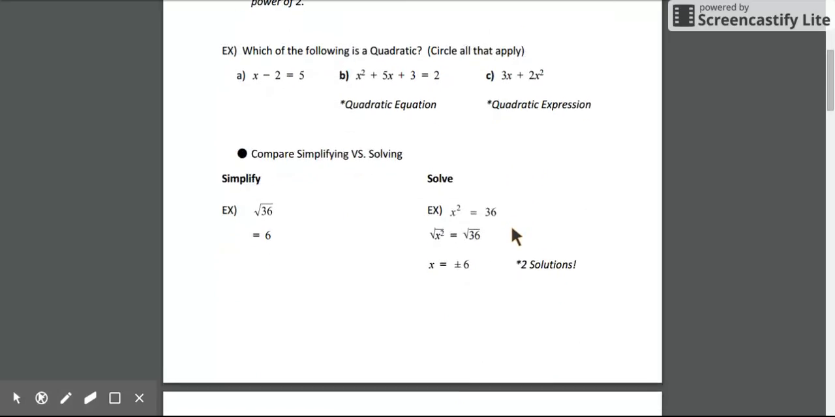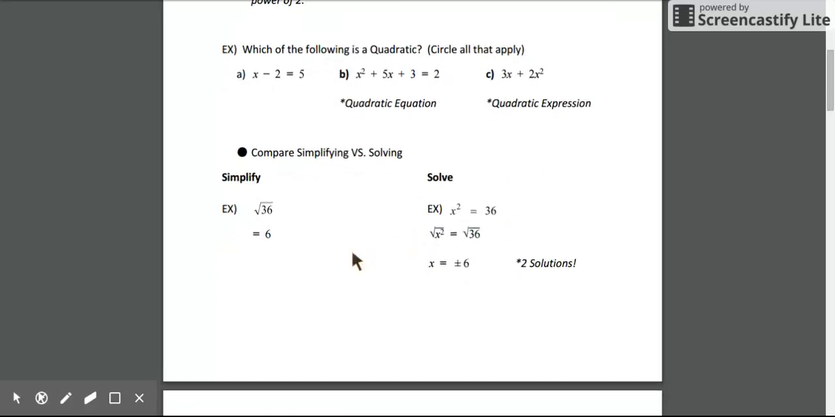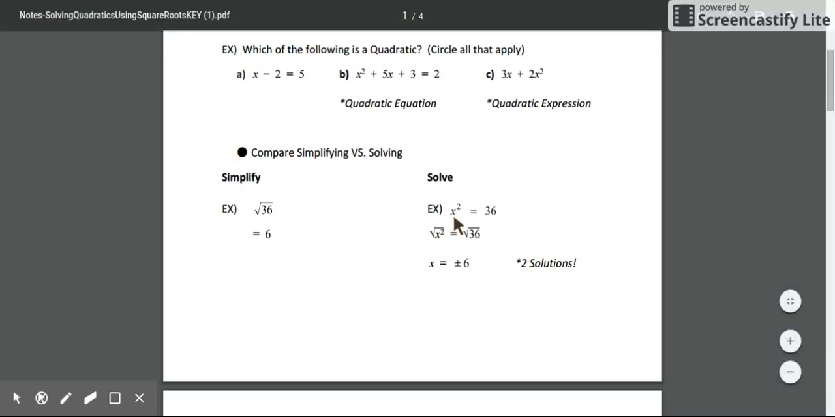Another thing we might need to understand is the difference between simplifying a square root or solving a quadratic equation. When we simplify a square root, we get one solution. It's always just the positive root. However, when we solve a quadratic equation, we actually get 2 solutions sometimes. So if I undo the x squared by square rooting both sides, then we get x. But the square root of 36 is actually 2 solutions. It's positive and negative 6.